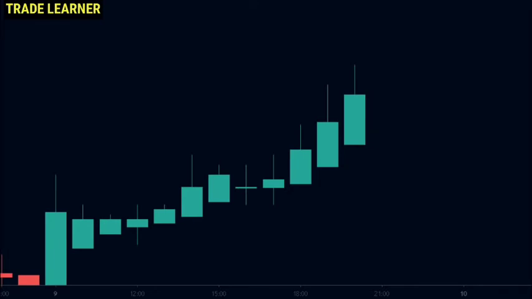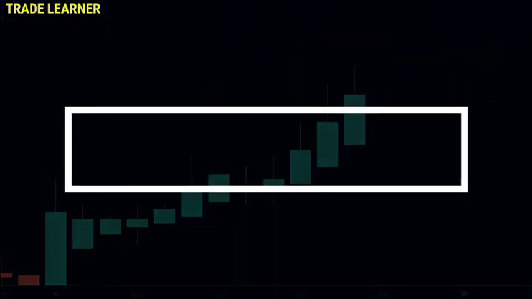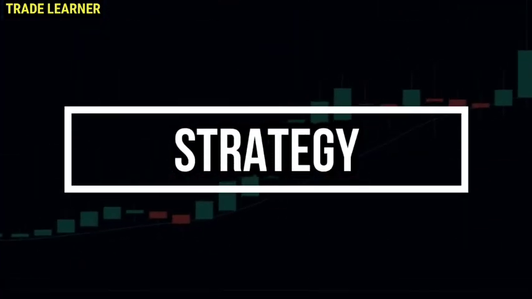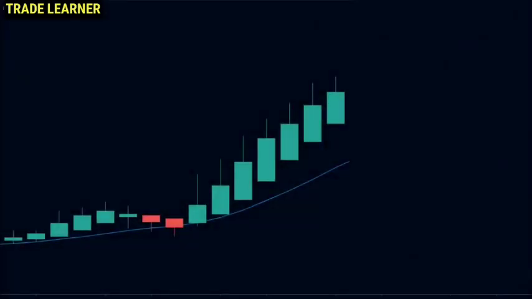Now that we have understood the types of Heiken Ashi candles, we can focus on the strategy. Our strategy focuses on capturing impulsive moves in the direction of the trend. Our goal is to identify pullbacks and enter when the price resumes in the trend. To trade this strategy, we first need to identify the trend of the market.